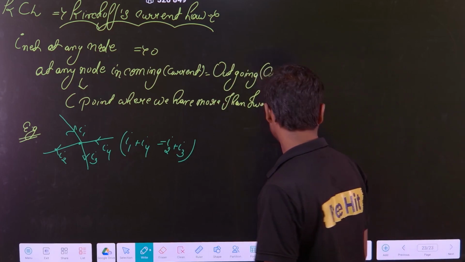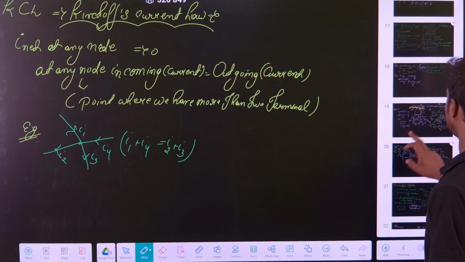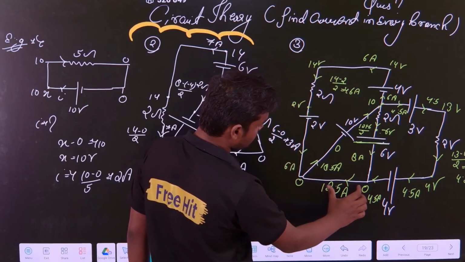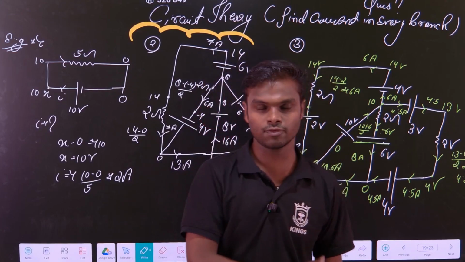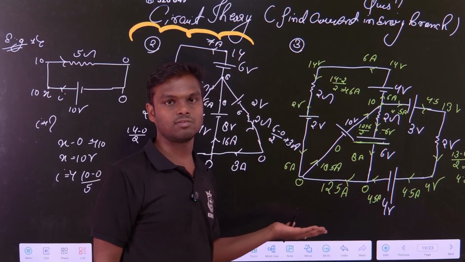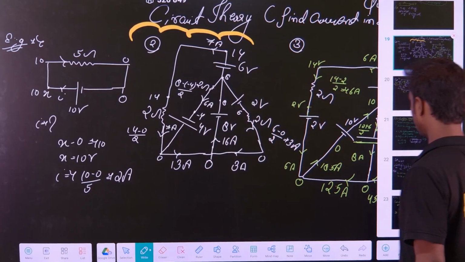Are you getting my point? This is not a new rule. That is what we are applying here also. See, 6 ampere is coming, 12 ampere is coming, we are adding it and making it 18.5 ampere. That is the same thing. If you apply KCL also, you will get the same value. We know the KCL basically, just we have given a name here.